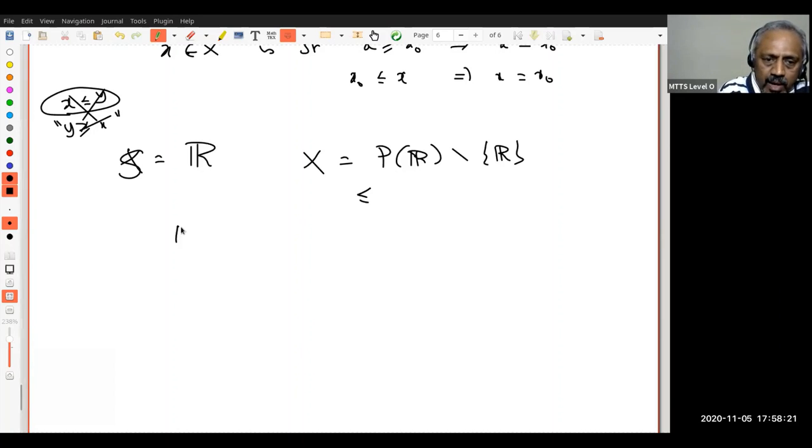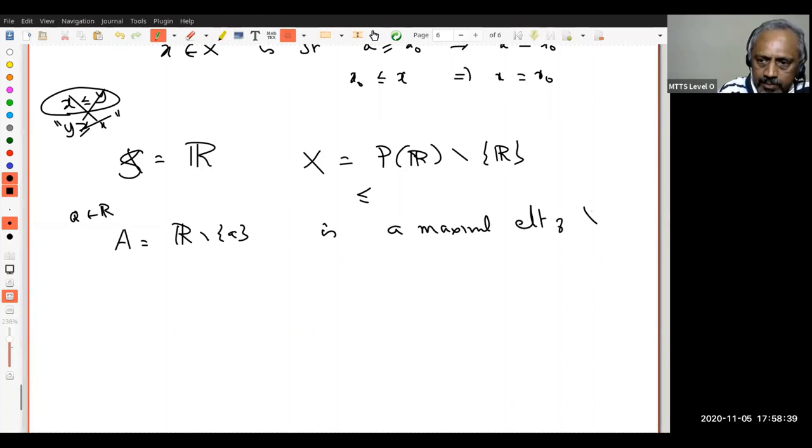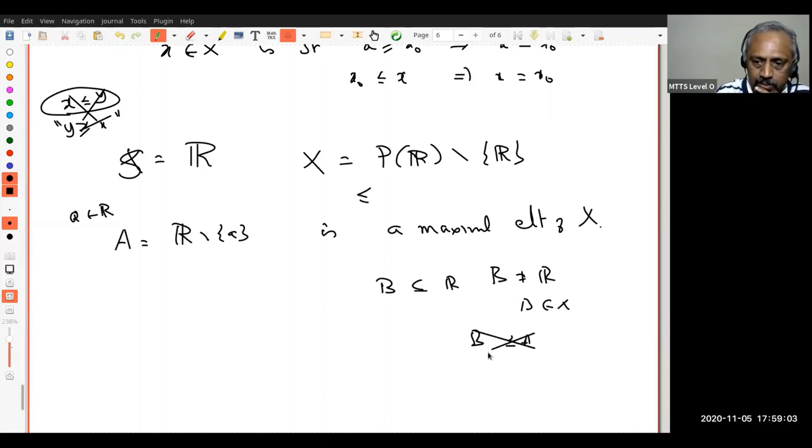Now you claim: fix any a in R, and look at the set R minus the singleton a. Call it capital A. Then this is a maximal element of X. Why? So what does this mean? Does it say that if you give me an element B in X, that means B is a subset of R and B is not equal to R, then B is less than or equal to A? No. What does it say?